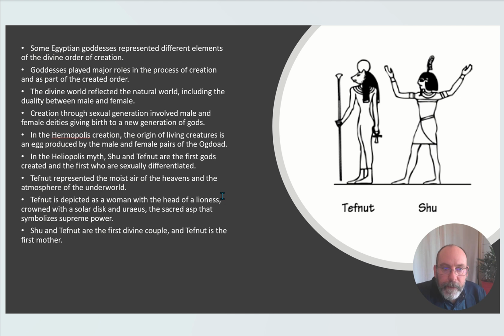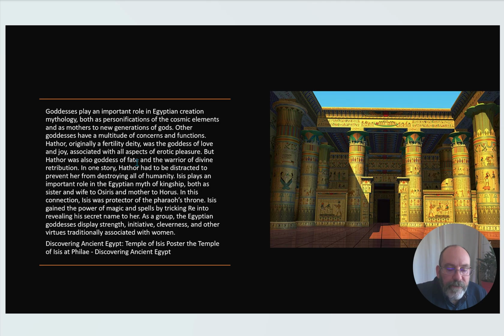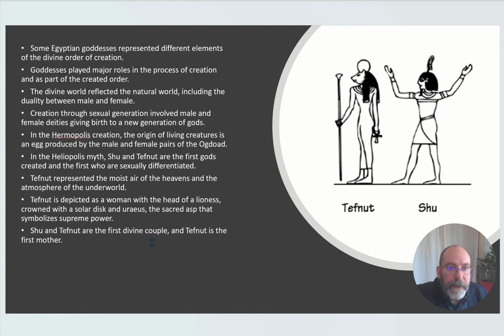As you've seen, we do have both gods and goddesses. Goddesses play a major part within the mythology. Some Egyptian goddesses represented different elements of the divine order of creation. Goddesses played a major role in the process of creation. They are to some degree a reflection of the natural world. And it's, again, this duality, and part of that duality is male and female. So creation through sexual generation.